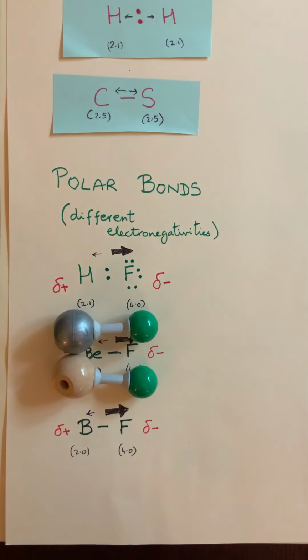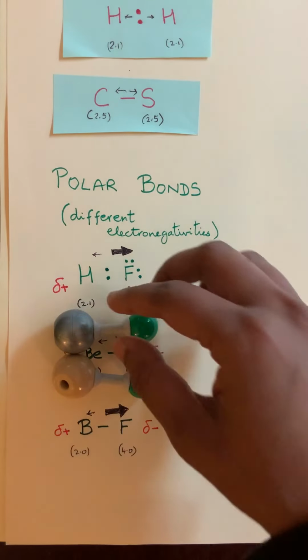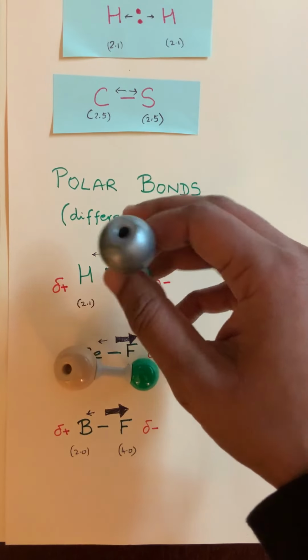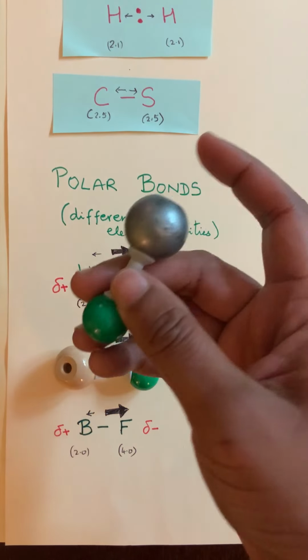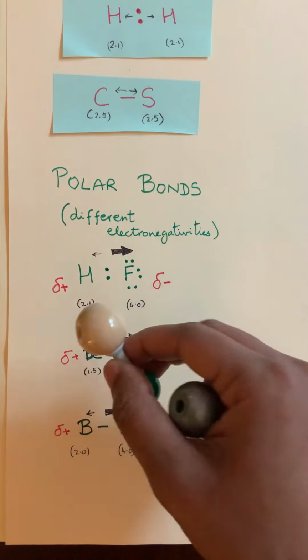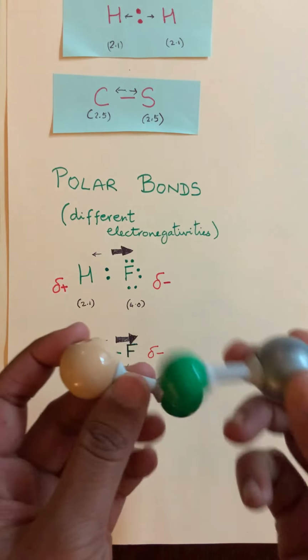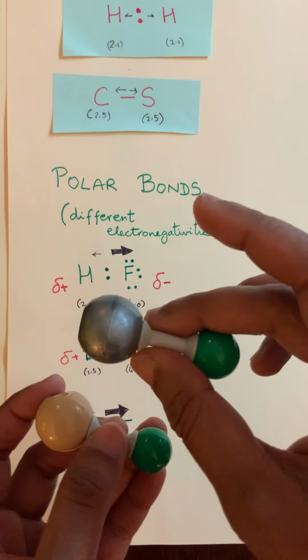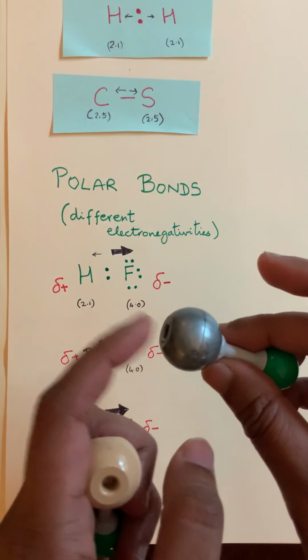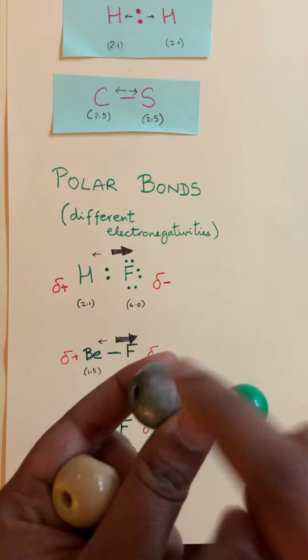But what about for bigger molecules? Like for example, with beryllium and fluorine, something is missing here because beryllium can form another bond. Same way with boron, something is missing here and here. Okay, so I know these bonds are polar, but what happens when I fill in these gaps? So let's go ahead and try to fill in these gaps.